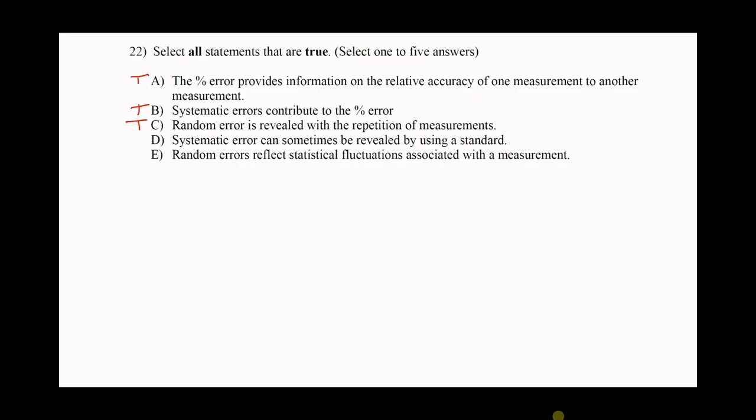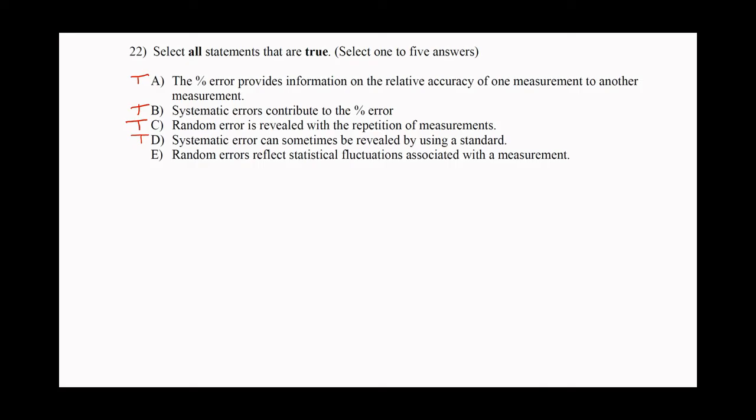True. Systematic error can sometimes be revealed by using a standard. Absolutely. Like our example we keep using in class, that measuring tape that has been shrunk, if you compared that to a NIST standard ruler, you'd see it's shorter and would reveal your systematic error.